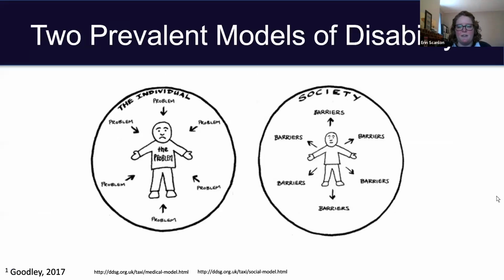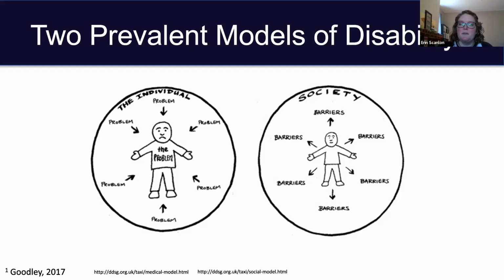So let's dive in a little bit to talking about disability. Within the disability justice spaces, there are two different prevalent models of disability. If you look at the picture on the left-hand side of the screen, it shows a person wearing a t-shirt that says "the problem," and there are a bunch of arrows pointing in towards the person that are also labeled "the problem." In the individual model of disability, disability lies within the person, and it is something that needs to be changed or remediated.